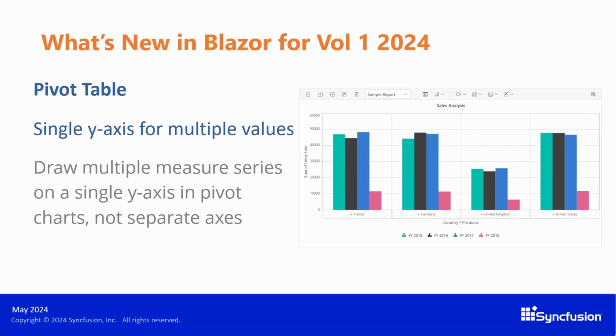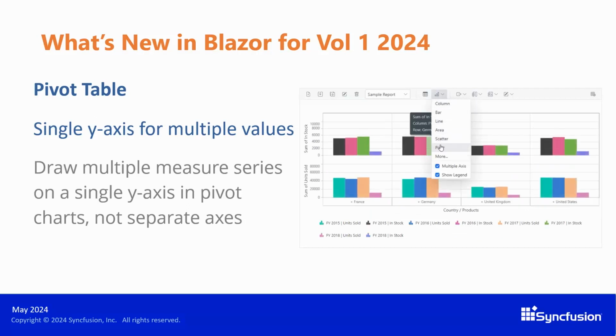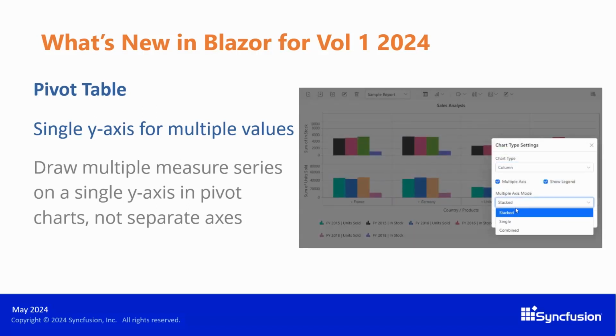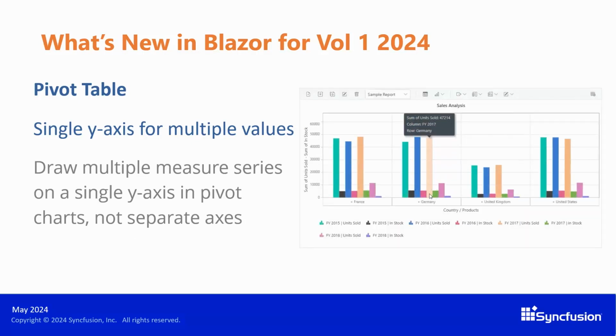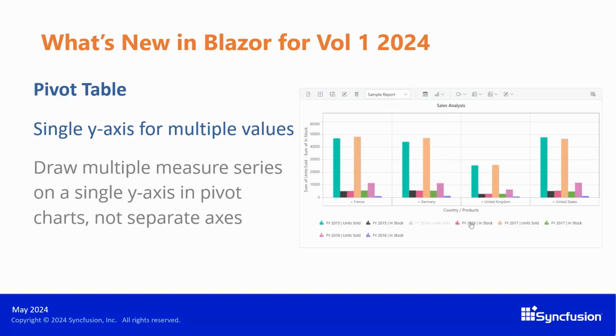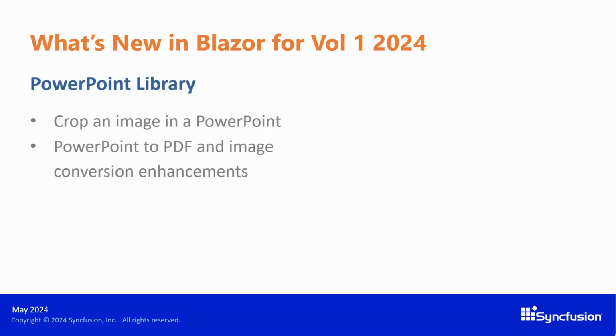Then we have an update in the Blazor pivot table. Now we have provided support for single y-axis for multiple values in pivot chart. This support enables the pivot chart series for multiple measures to be drawn on a single y-axis rather than separate axes. Then we have few updates in PowerPoint library.